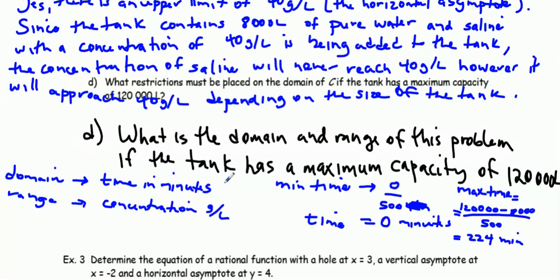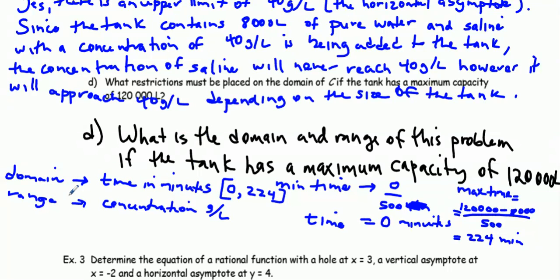The minimum amount of time would be 0, the max 224. Can we have a situation where we're not adding any water, or saline, sorry? Of course, we'll have a square bracket. Can we actually get to 224 minutes? Sure, it'll be full at that point, but it's all good.